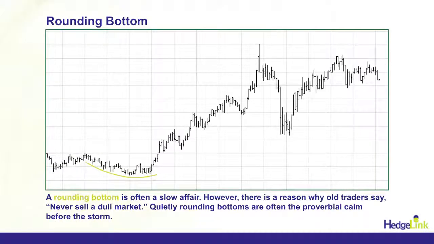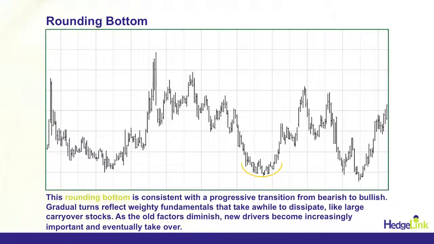A rounding bottom is often a slow affair. However, there's a reason why old traders say never sell a dull market. Quietly rounding bottoms are often the proverbial calm before the storm. A rounding bottom is consistent with a progressive transition from bearish to bullish. Now, I should point out that this particular rounding bottom was more than 2 years in the making.